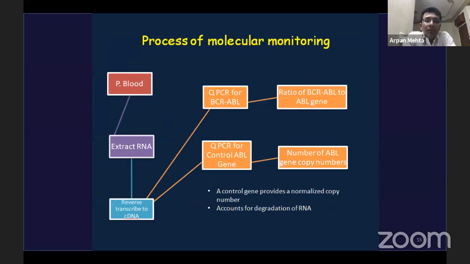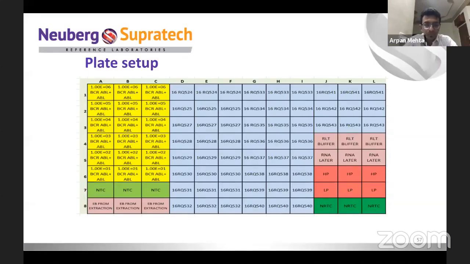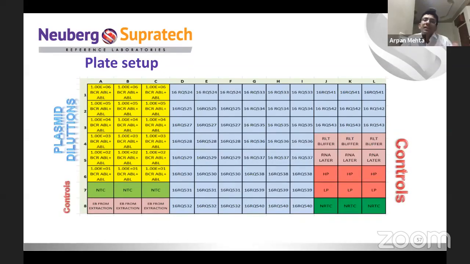So in short, from the blood or bone marrow sample, we extract the DNA and then reverse transcribe into cDNA, and then we perform quantitative PCRs for both BCR-ABL1 and ABL1. Here ABL1 acts as a control gene or housekeeping gene. A control gene provides a normalized copy number and also accounts for degradation of RNA. This is a usual plate setup; we can do it in duplicates or triplicates as recommended. These are various plasmid dilutions which are used. These are various controls, and these are patient samples.